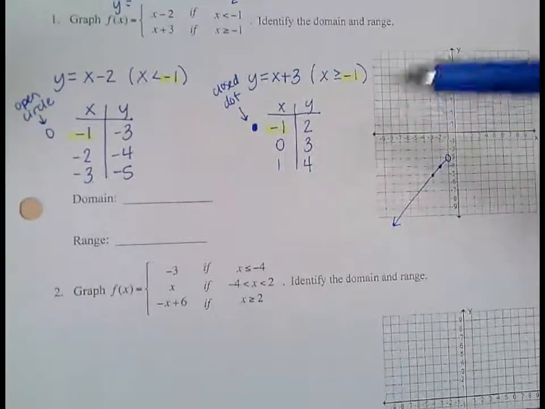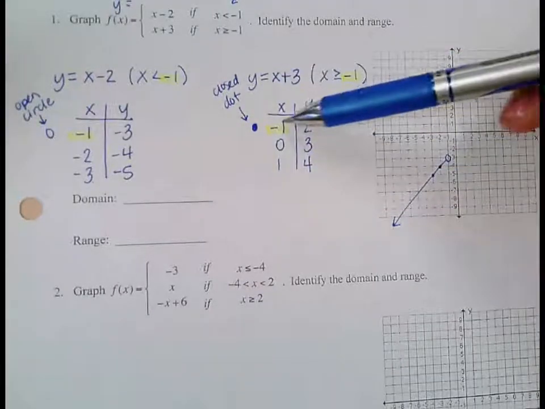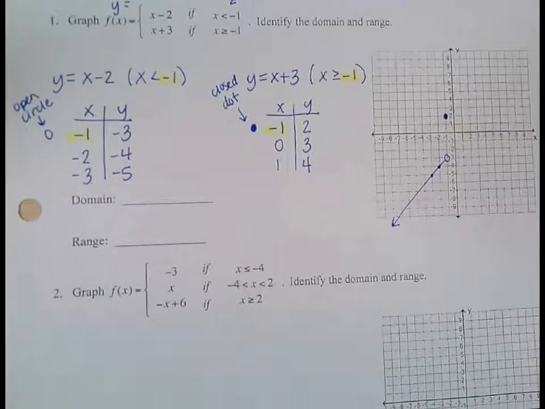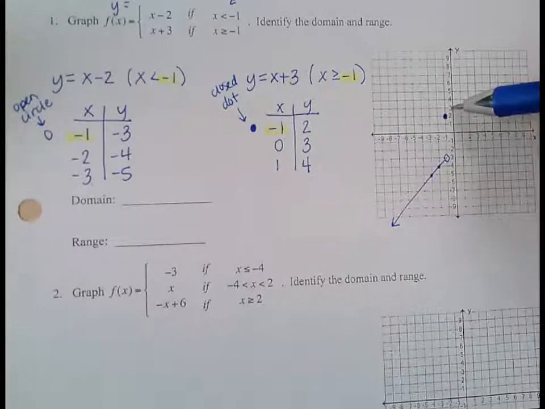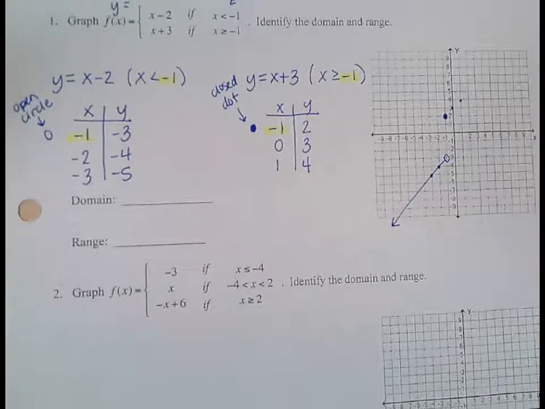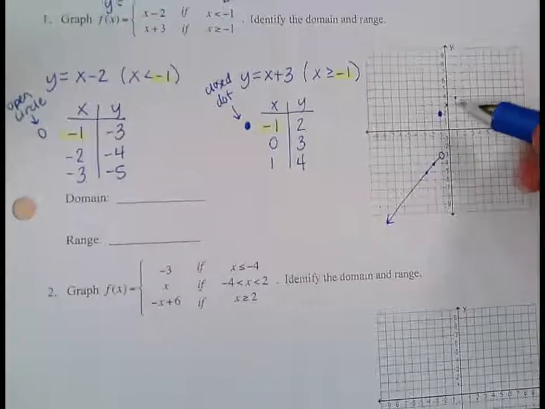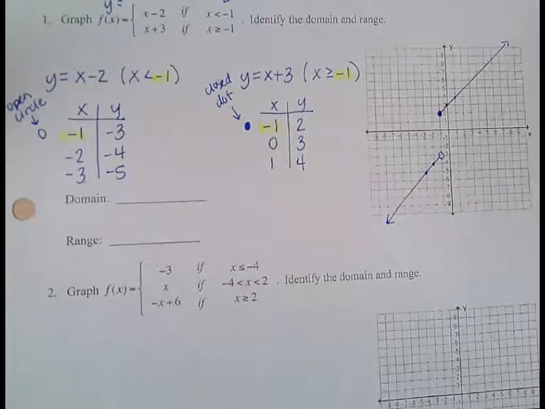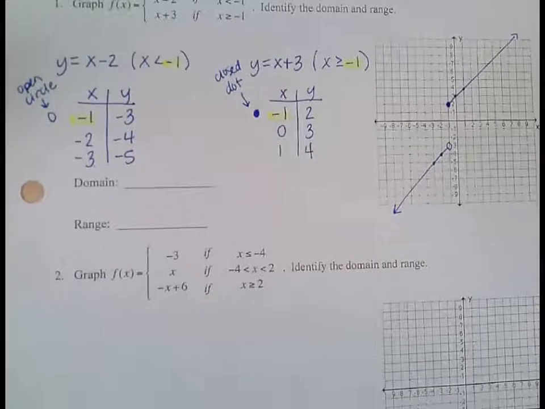The second piece then, I'm going to plot the endpoint, -1, 2, and that's a closed dot. And then I can plot 0, 3, and 1, 4, also as dots. And to draw this piece in, I start at -1, 2, and I just draw a line through the remaining points I graphed, so this one is going up and to the right. And I do not extend it the other direction. This is what the piecewise graph looks like. Questions before we find domain and range?